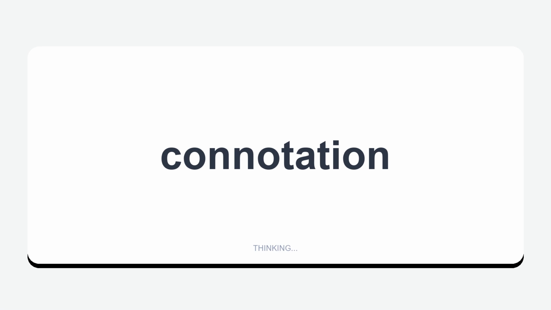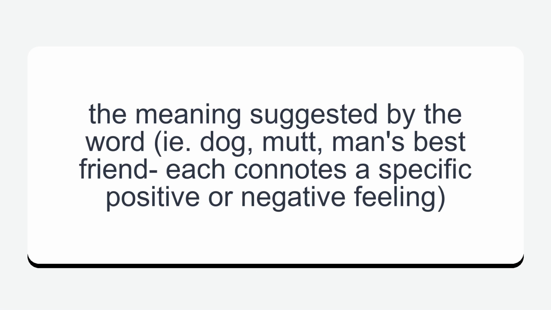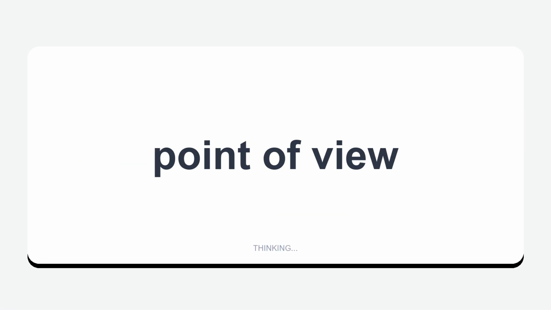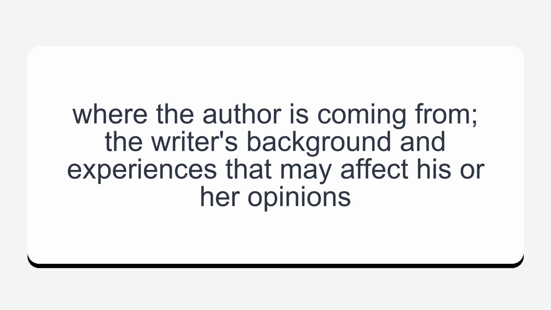Connotation: the meaning suggested by the word, for example, dog, mutt, man's best friend, each connotes a specific positive or negative feeling. Point of view: where the author is coming from, the writer's background and experiences that may affect his or her opinions.